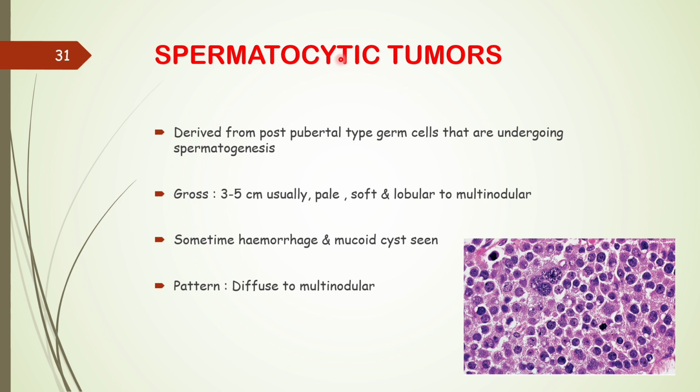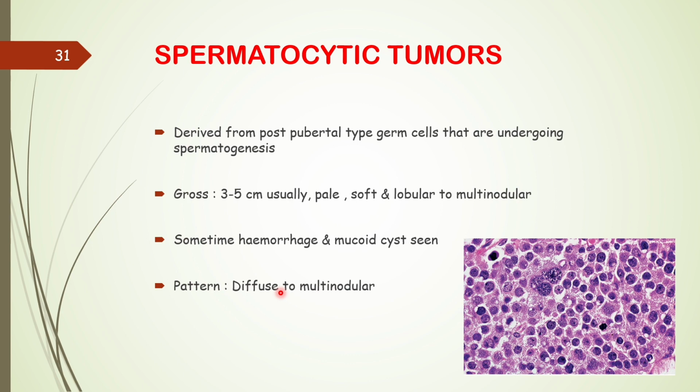Now, the last category of testicular tumor is spermatocytic tumor. They are derived from post-pubertal life, so they are common in the age group after 45. They are common in the old age group, right? So they develop from post-pubertal germ cells undergoing spermatogenesis. Grossly, they present as a 3 to 5 centimeter, pale, soft, lobular to multinodular mass. Sometimes hemorrhage and mucoid cysts could be seen. The pattern could be diffuse to multinodular microscopically.